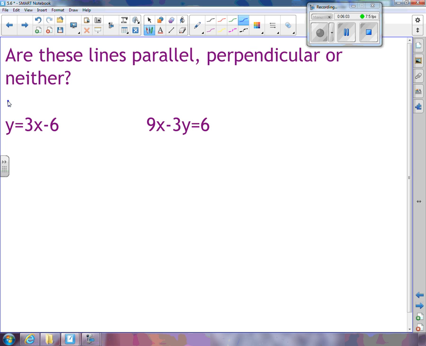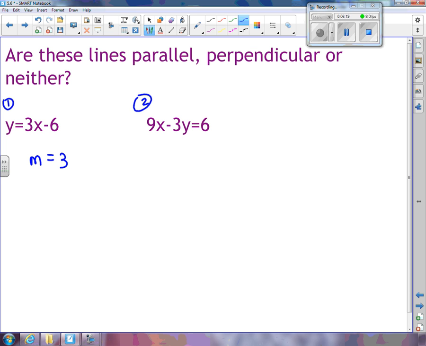For our first line here, the slope is clear because it's in y equals mx plus b form. So hopefully you realize that our slope is 3. Now let's try to do it with our second equation. This is not in y equals mx plus b form, so we have to get it into that form.